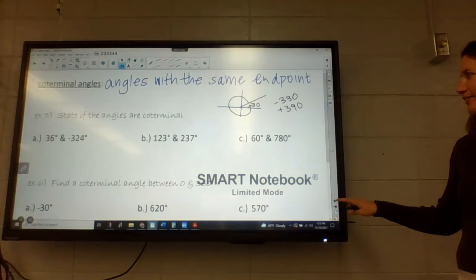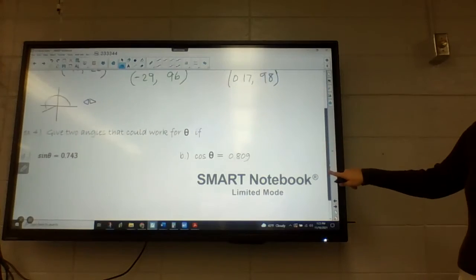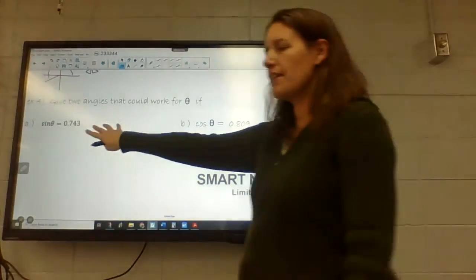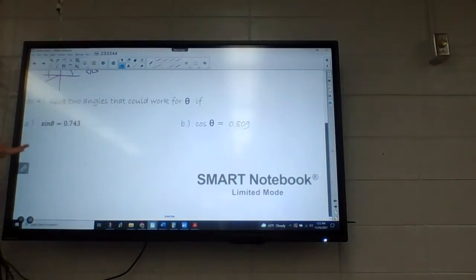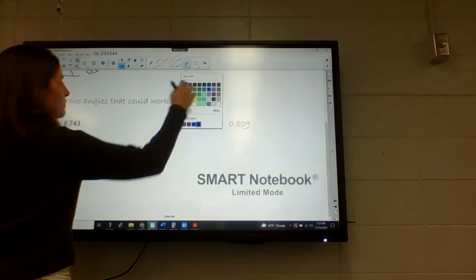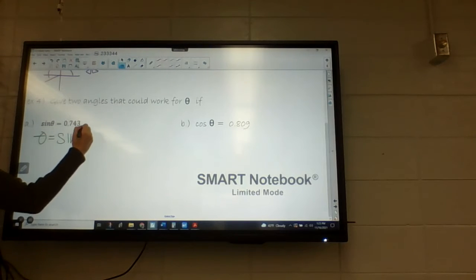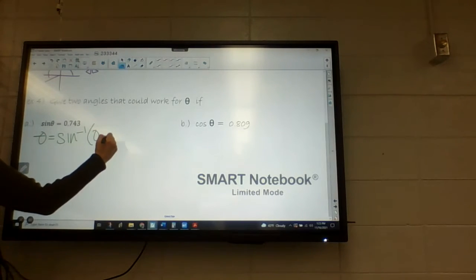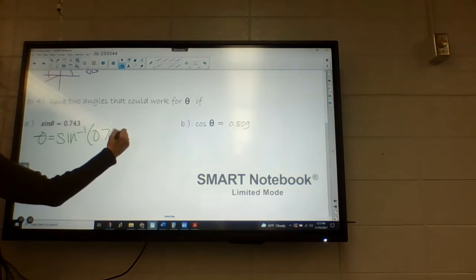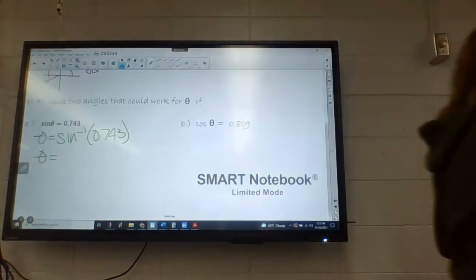Okay, so if we're trying to figure out the angle that gives us this, if I'm trying to solve for an angle, what's my rule for solving for an angle here? How do I undo this? We do the inverse sine. So we're going to do the inverse sine of this decimal. So you're going to get to use your calculator again. Yay for the calculator.